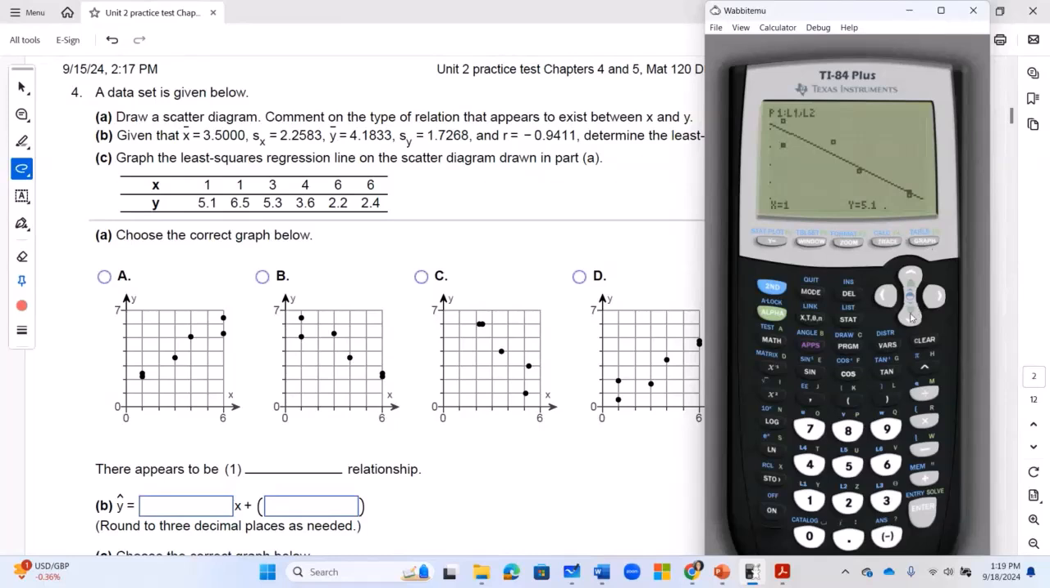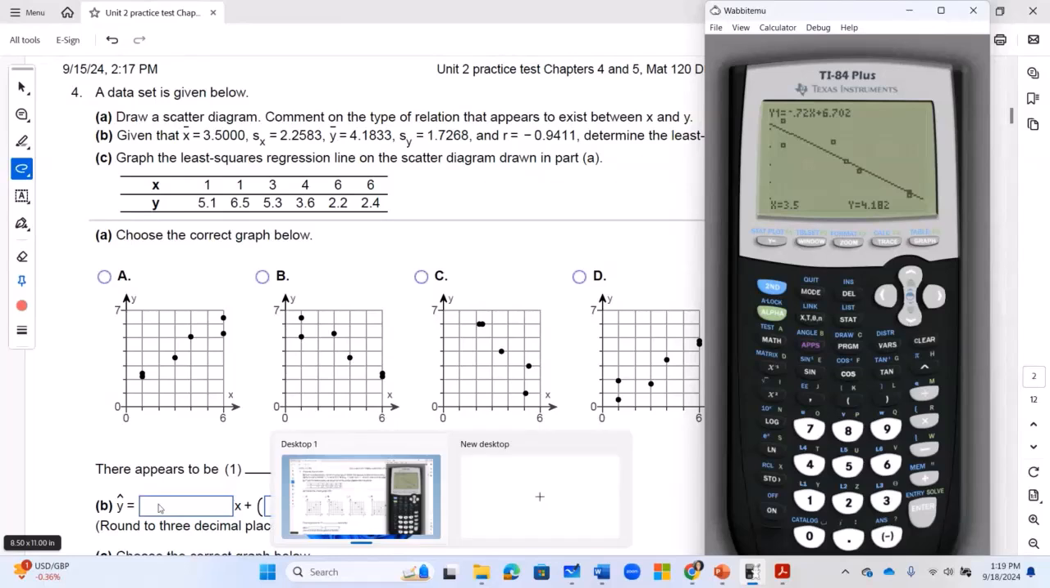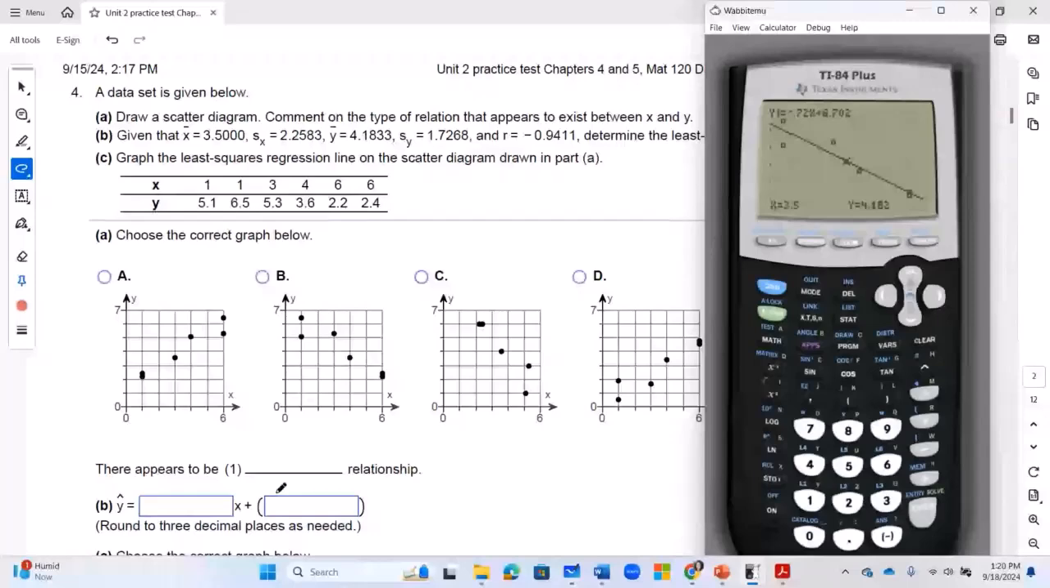If I push trace and arrow down, then I'll see the regression equation. So if I'm told to write the regression equation, I'll write it here. So this is the regression equation right here. You write your regression equation here, and that is negative 0.72x plus 6.702. So that's your regression equation.